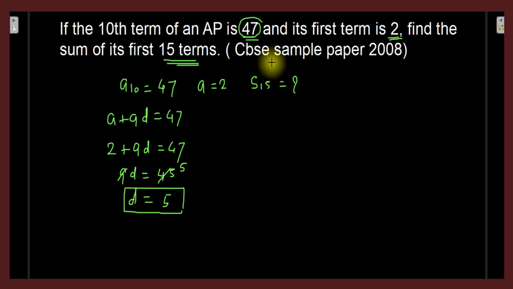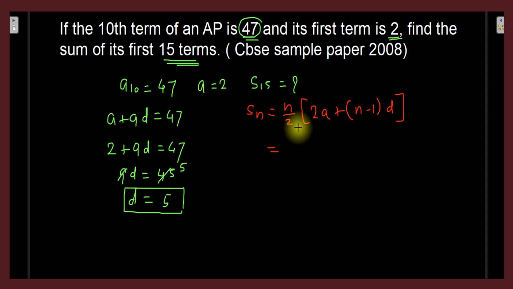Now we have to find S15, and therefore to find the value of S15, we use the formula Sn is equal to n by 2 into bracket 2a plus n minus 1 into d, close the bracket.